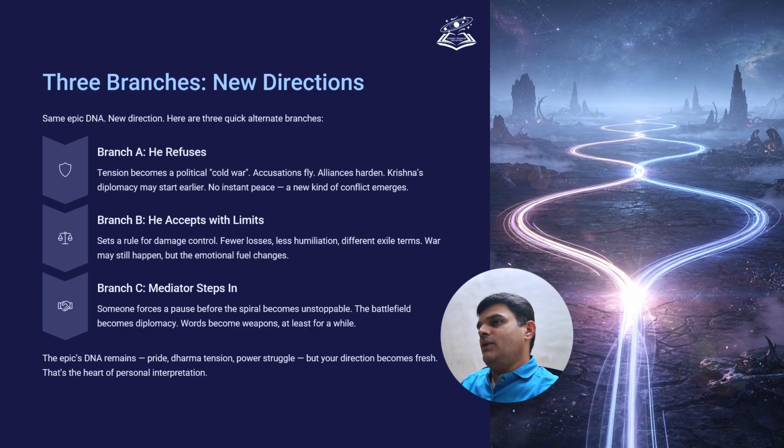Here are three quick alternate branches, three different story directions. Branch A, he refuses the game. This doesn't create instant peace. In fact, it can create a new kind of conflict, a political cold war. Accusations fly, alliances harden. Krishna's diplomacy may start earlier.